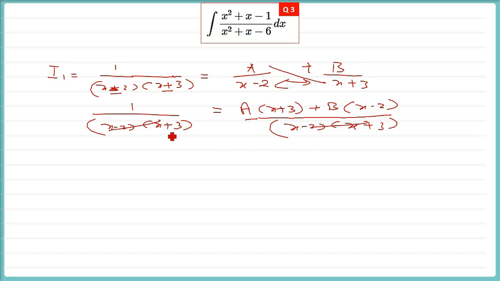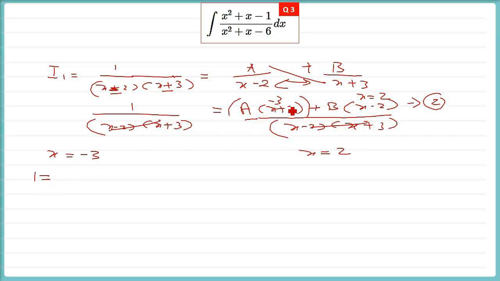When you cancel it, you get an equation: 1 equals a into x plus 3 plus b into x minus 2. Let's call it equation number 2. First we'll put x equals negative 3 so that the term with a becomes 0. This whole term is going to become 0. When you put x equals 2, the b term will become 0. So let's do it respectively.